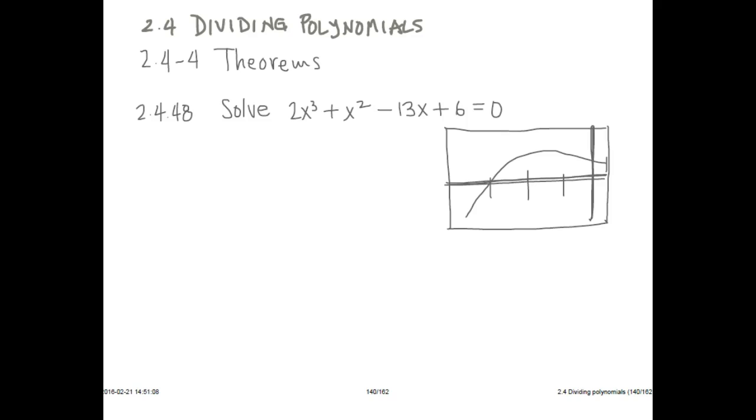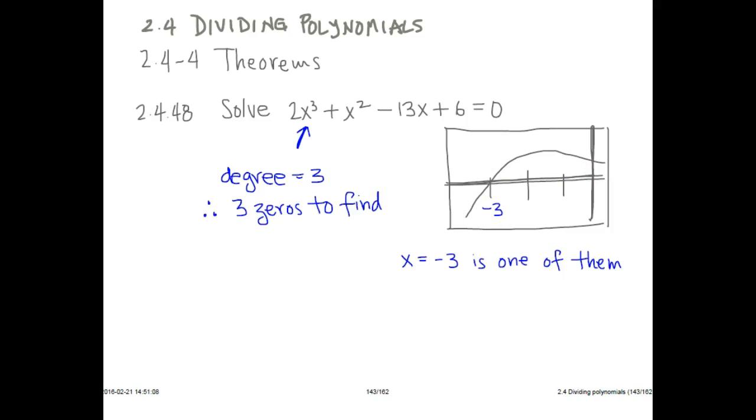Here's one example from the book. We're given an equation, this polynomial is equal to 0, and we're given a partial graph. Well, what do we know already? We see that the degree of the polynomial is 3, therefore we know it has 3 zeros, and at least one of them is this real zero. The scale is given in this illustration in the book, that x equals -3 is one of them. How do I find the others?